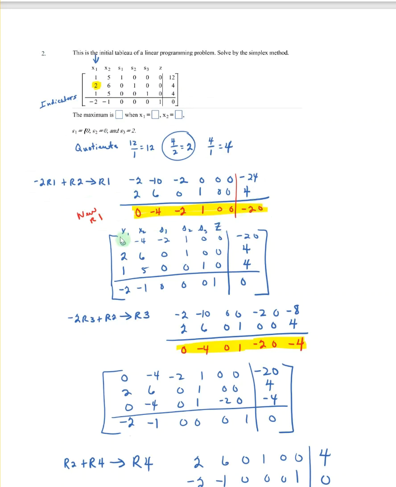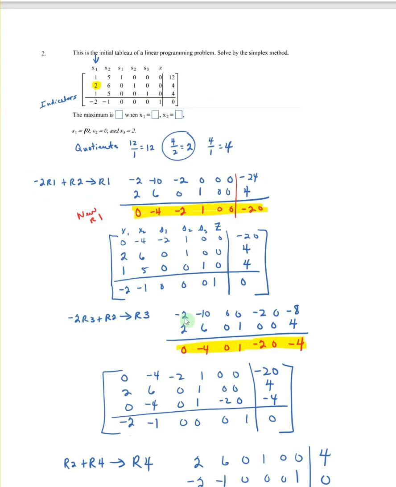So every time I'm going to rewrite the tableau, just substituting the new row. All right, now I want to work on this row 3. And I've got a 1 here. If I multiply negative 2 times this row and add it here, I can make that go to 0.